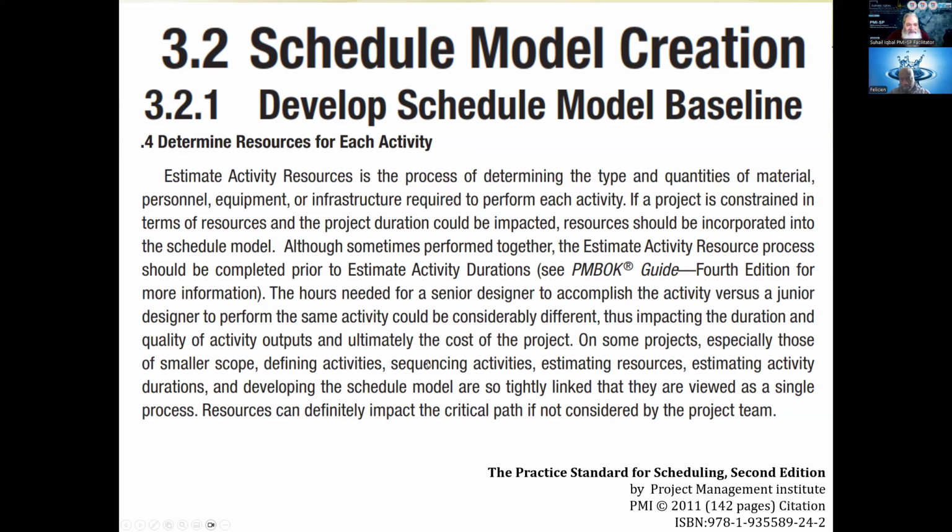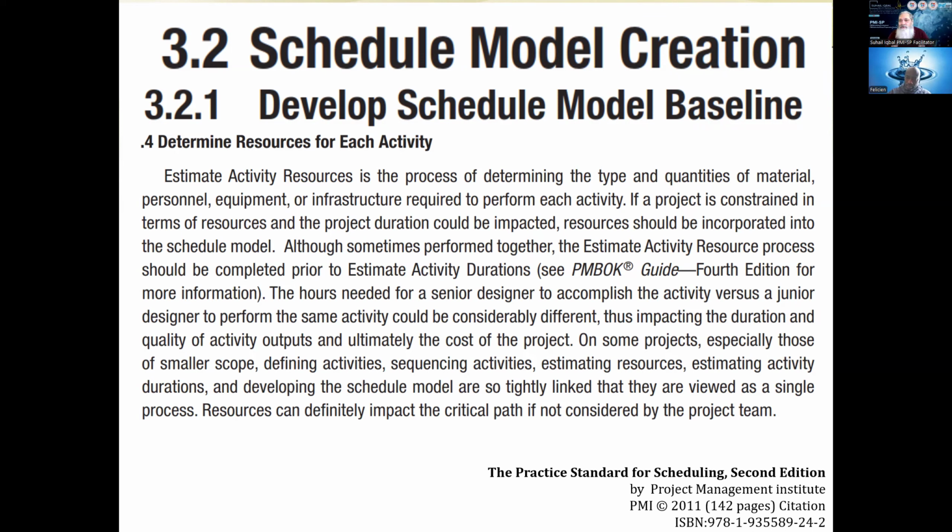On some projects, especially those of smaller scope, defining activities, sequencing activities, estimating resources, all of these things we have talked about, are not considered separate activities. Why? Because they are the same people who are doing everything. So generally, this is all called scheduling. People don't differentiate these processes separately. I don't mind it because they are very tightly linked and they happen together, one after the other or in parallel, but they are not a single process. People view it as a single process. They are not a single process.